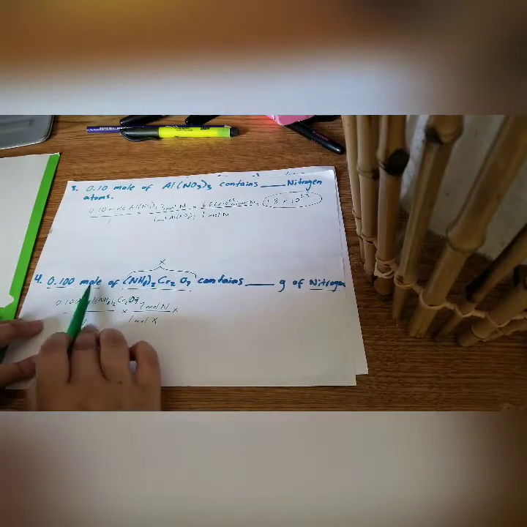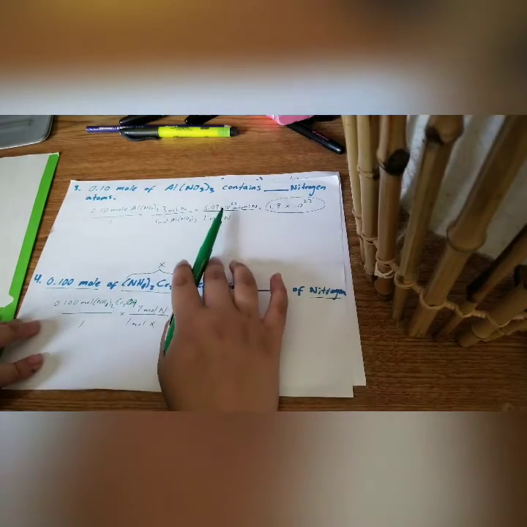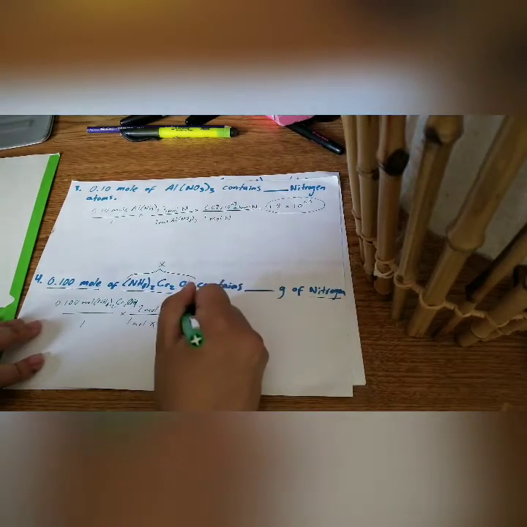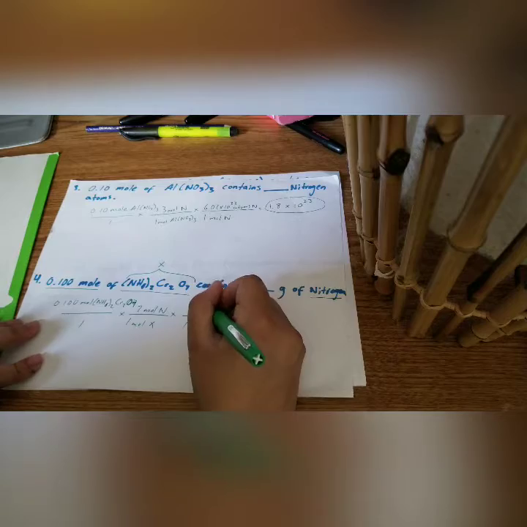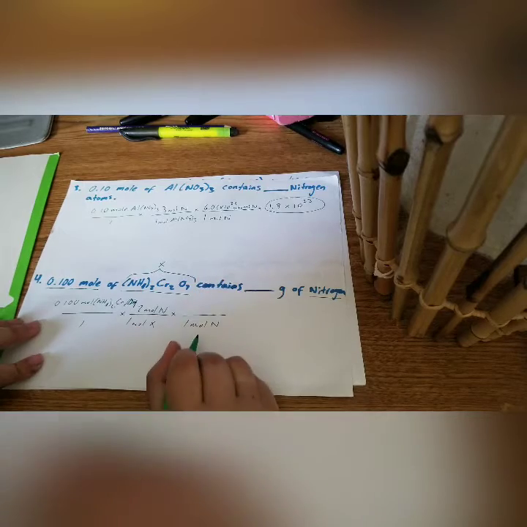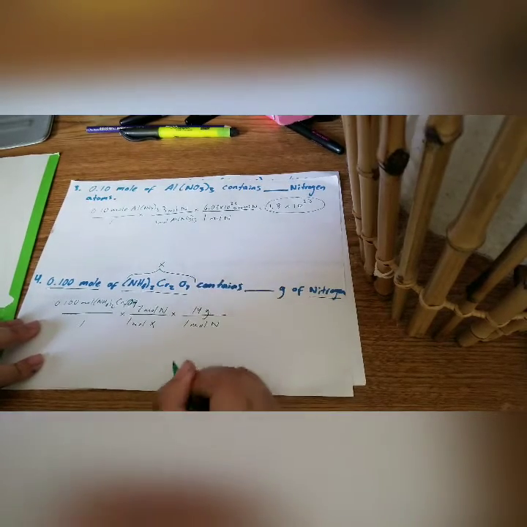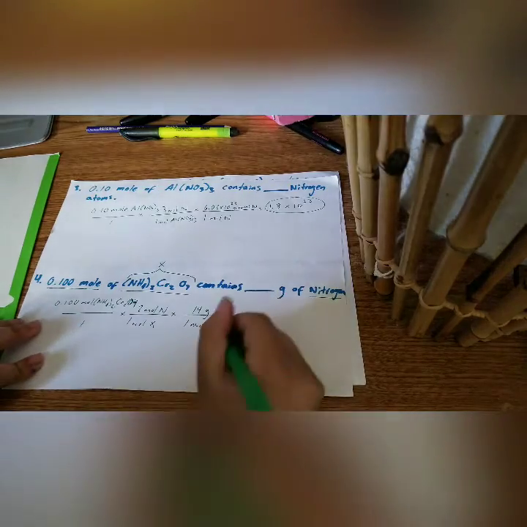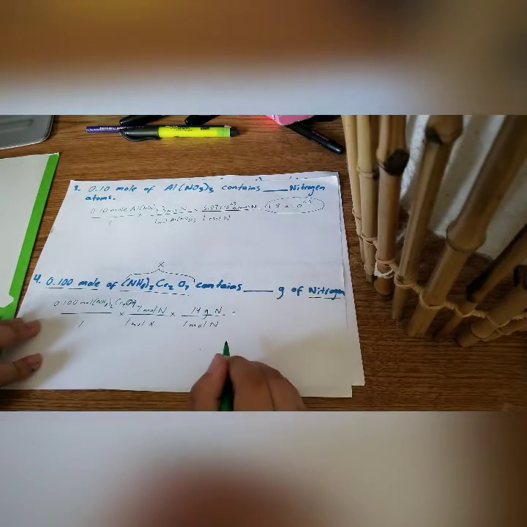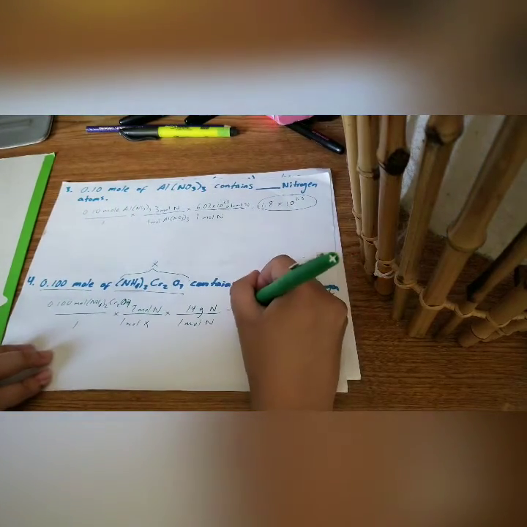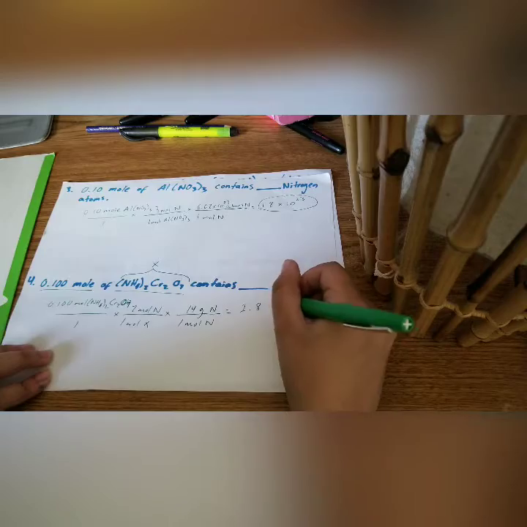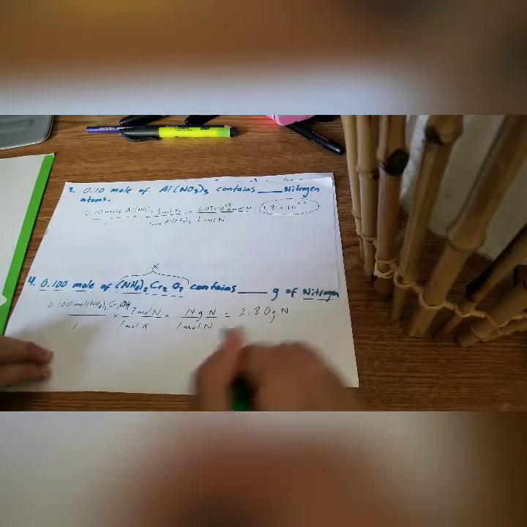And then since we're going from moles to grams, we're not going to use Avogadro's number like we did before. We're going to say, for 1 mole of nitrogen, how many grams of nitrogen do we have? We go to the periodic table and determine that for every 1 mole of nitrogen, there are 14 grams of nitrogen. And then we put this in our calculator, and you should be getting 2.80 grams of nitrogen in this compound.